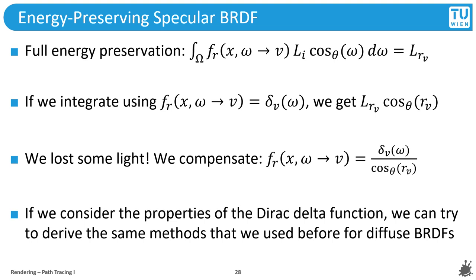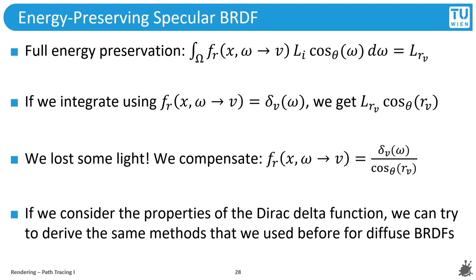Let's see if that works with the BRDF candidate that we just found, the delta function. We know that the integral of our delta function over the entire hemisphere must be 1. We also know that it will be 0 everywhere except at rv, so the result of the integral must be the light from rv times the cosine of theta at rv. But this means that we lost some light due to the cosine term. Therefore, we compensate for this by defining the values of our BRDF as the delta function of v divided by the cosine of theta for the mirror direction. This way, all the light that comes from one direction is passed on in the mirror direction by the BRDF.